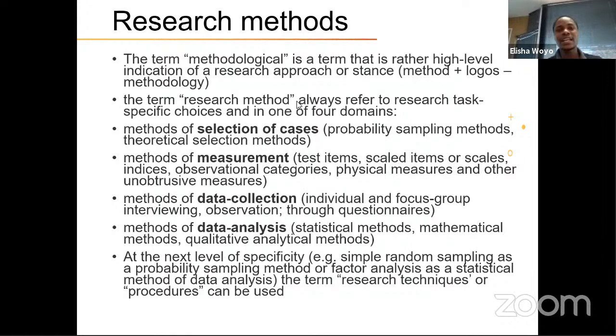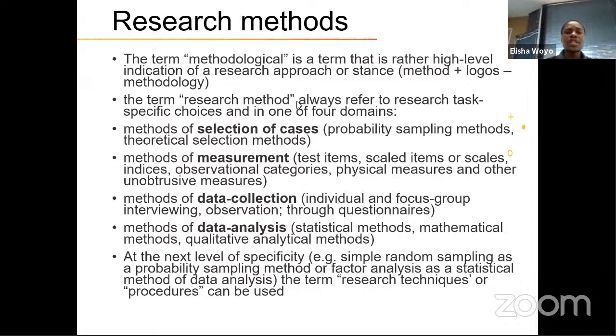So the term research method refers to a research task or specific choices one has to make in one of the four domains. For instance, if you are to do research, what kind of method are you going to use to select your sample? Are you going to use probability or non-probability? We call that method of selection.